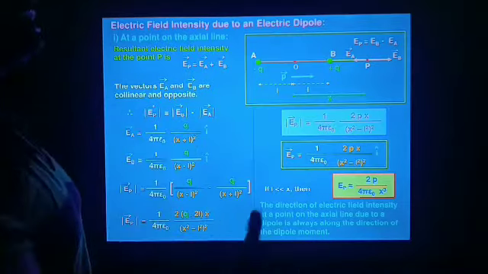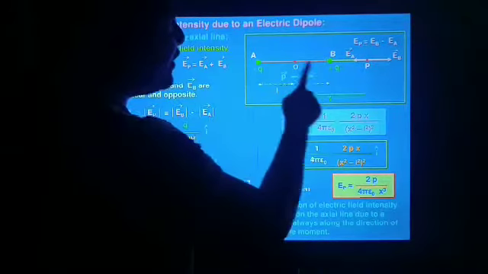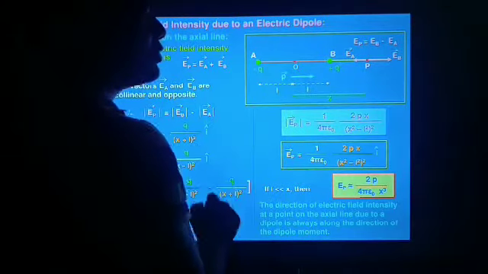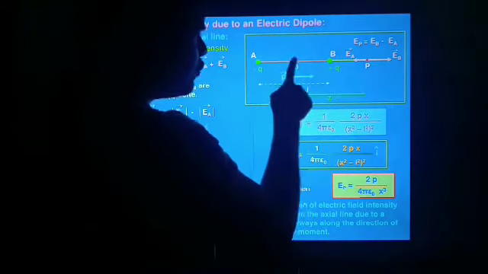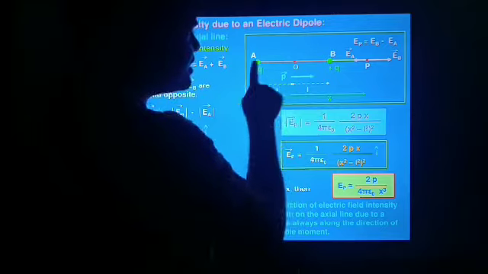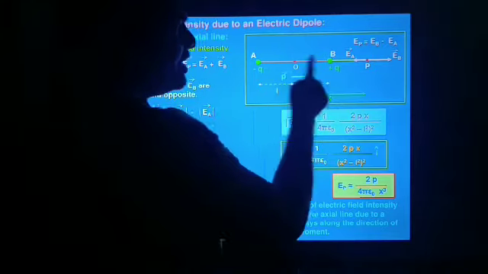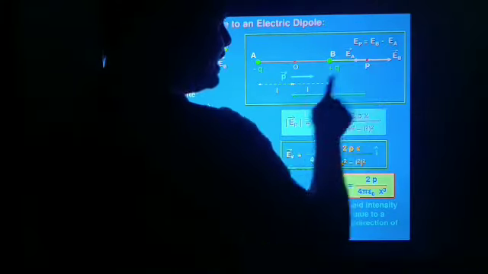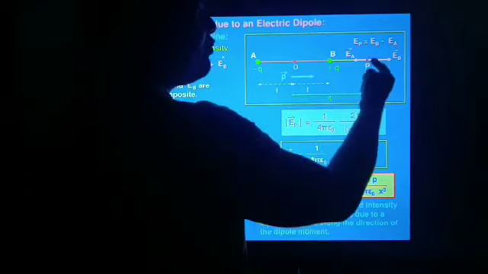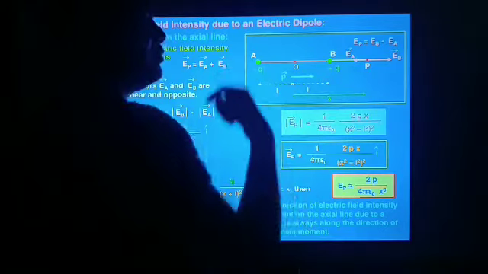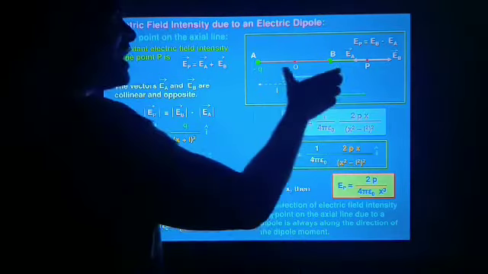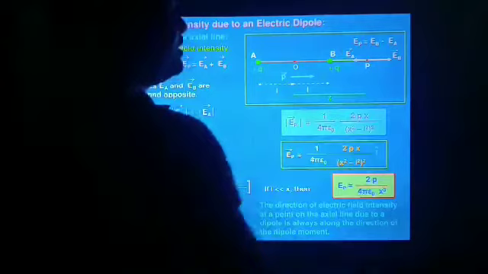First of all, we will understand the diagram. This is an electric dipole, minus q and plus q. This is the midpoint. The total distance between them is 2L, so from the midpoint this distance is L and this distance is L. Let there be a point P at a distance x from the center, at which we have to find the net electric field due to the electric dipole. So you have to draw this diagram properly.